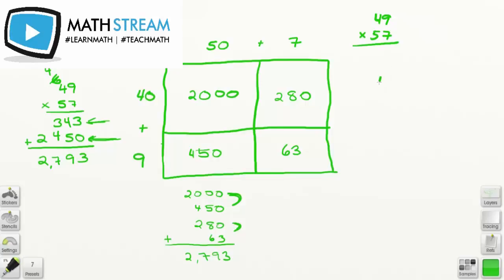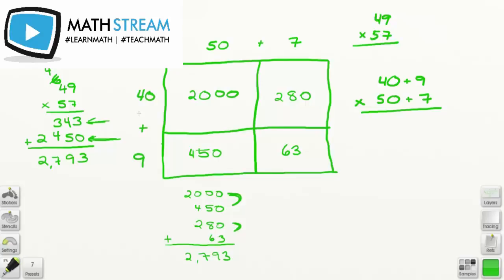Instead of just saying 49, I want to say 40 plus 9. And instead of saying 57, I want to say 50 plus 7. The reason we want to do this is because we want to help students really connect with the place value significance of each of the numbers here. The 4 is not just a 4, it's a 40. The 5 over here is not just a 5, it's a 50.